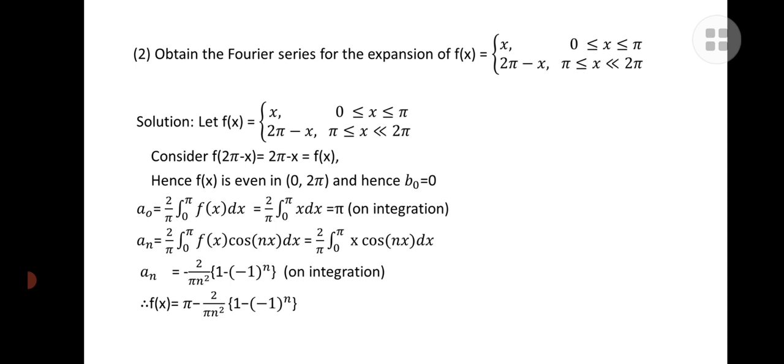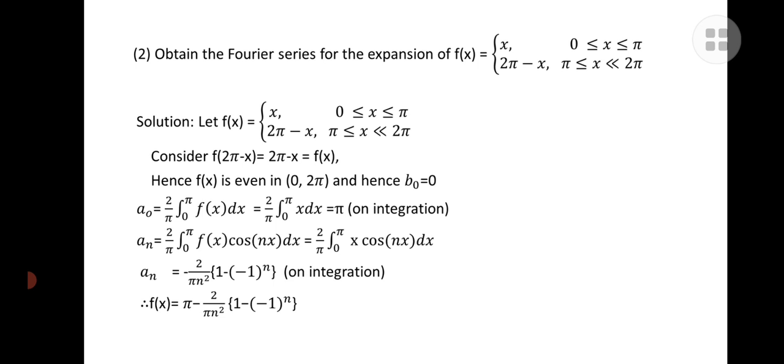And integrating the x value, we will get x square divided by 2. The 2 cancels, it remains x square divided by pi under the interval 0 to pi. Applying the upper and lower limit, we will get pi square divided by pi. So pi cancels, only pi remains. In the same way, an is equal to 2 divided by pi integral 0 to pi f of x into cos nx. We know that here f of x as well as cos are even.